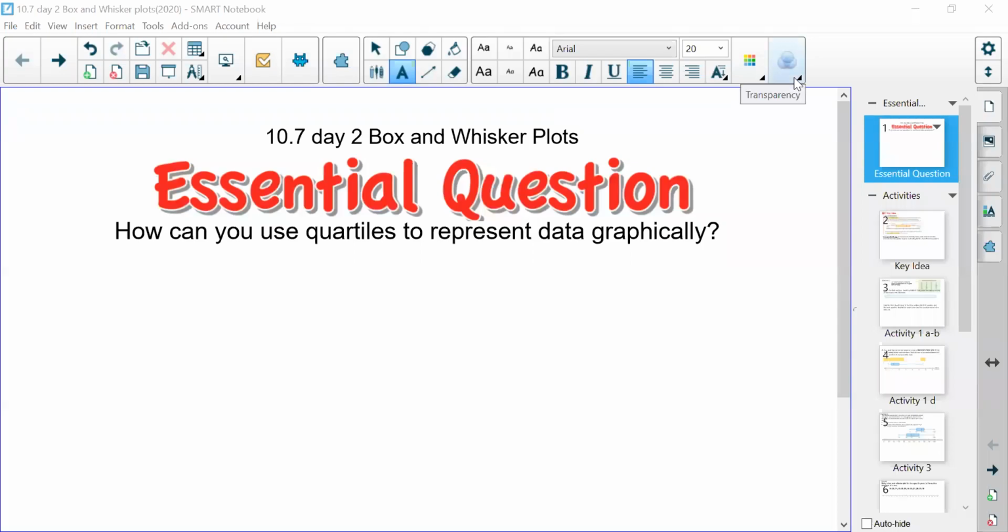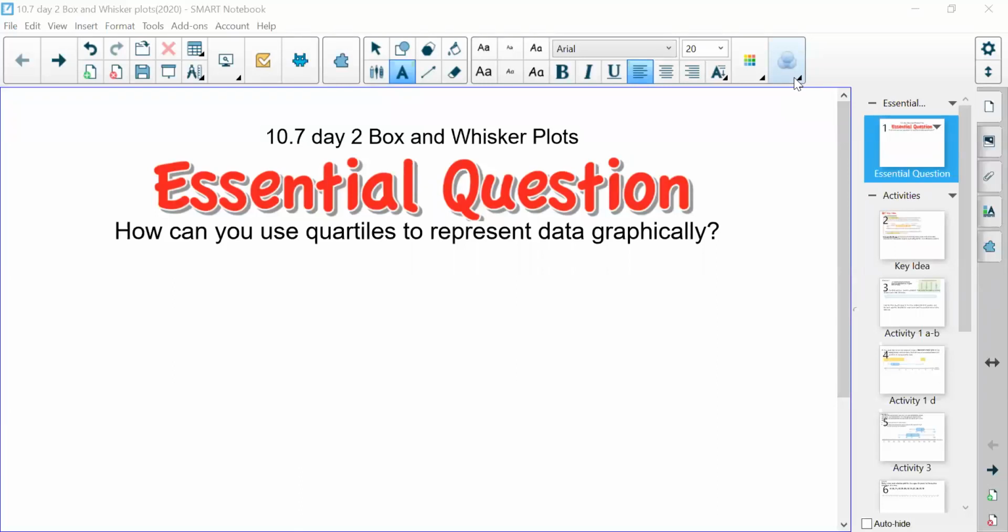Right. Today we're working with section 10.7, day 2, box and whiskers plots. Make sure that you do day 1 before you do this lesson, because we're going to be using what you know about mean, median, mode, and range to make a picture out of all of those different ideas.